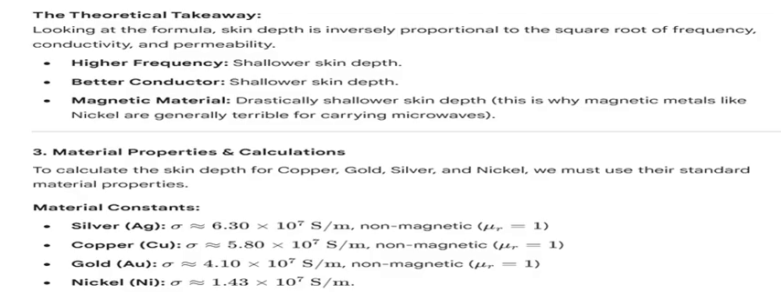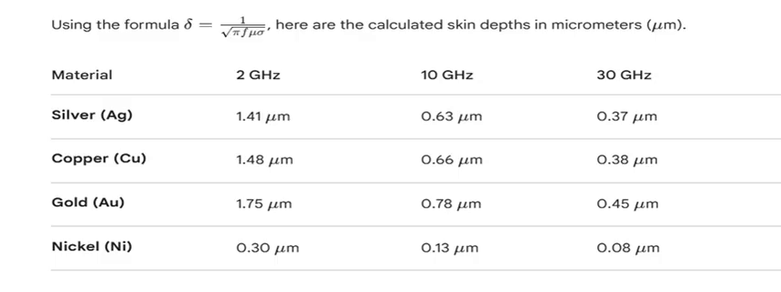3. Material properties and calculations. To calculate the skin depth for copper, gold, silver, and nickel, we must use their standard material properties shown here. Use the formula here to calculate the skin depths in micrometers. Note on nickel: nickel is ferromagnetic. At low frequencies, its relative permeability, mu r, can be around 100 to 600. At high microwave frequencies, ferromagnetic resonance causes mu r to drop significantly, sometimes approaching 1 at millimeter wave frequencies.